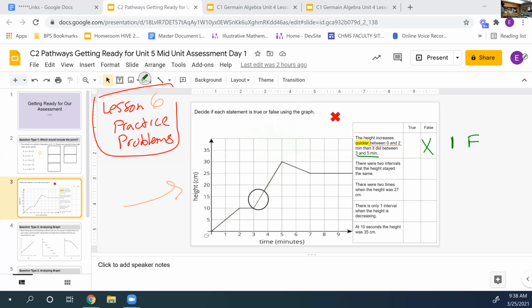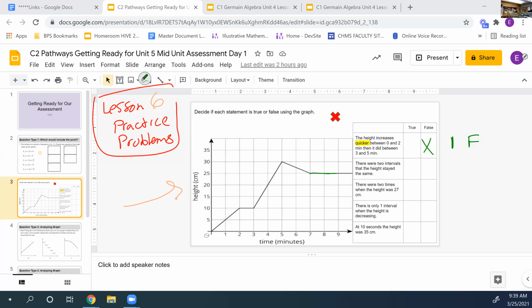Okay, let's look at the second question here. Okay, there are 2 intervals or pieces where the heights stayed the same. Is that a true statement? Are there 2 separate pieces where the height stayed the same? Is that true or false? What do you think, Joe? I said that I think the height does stay the same. Where does it stay the same? At around like 25 height. Oh, at a height of 25.